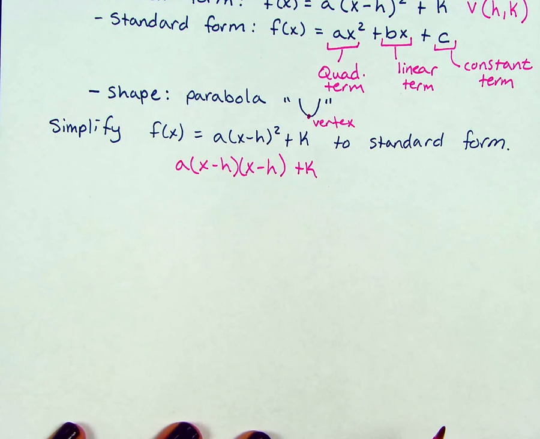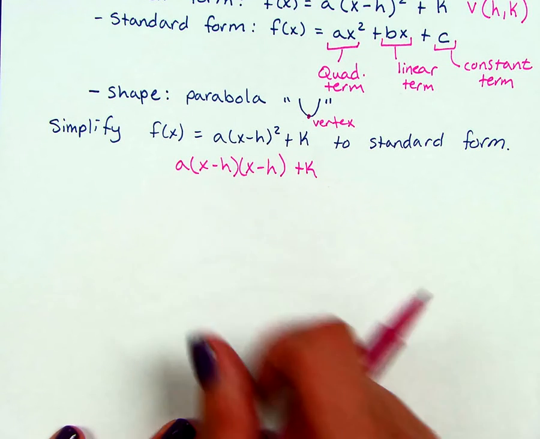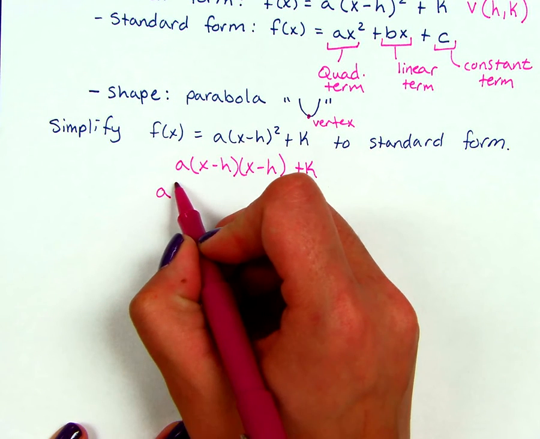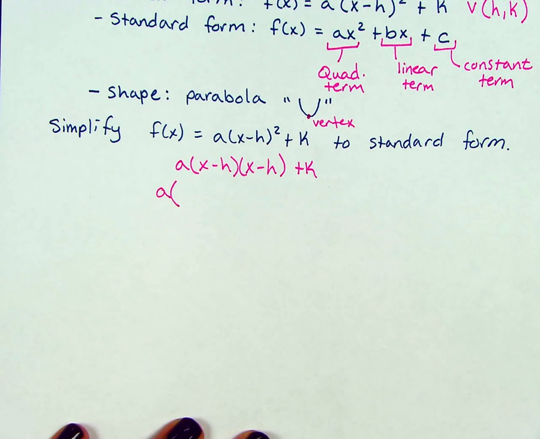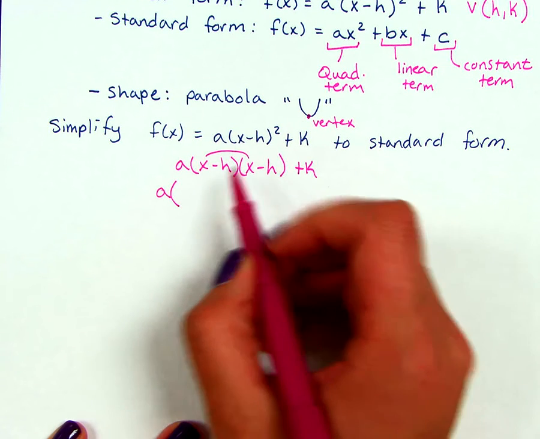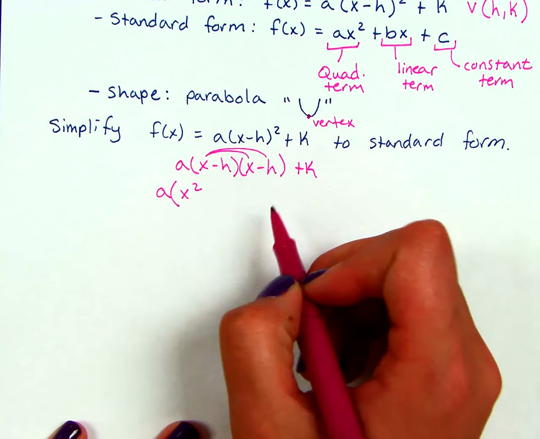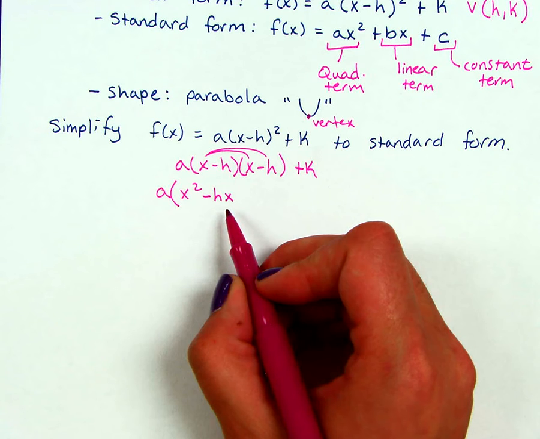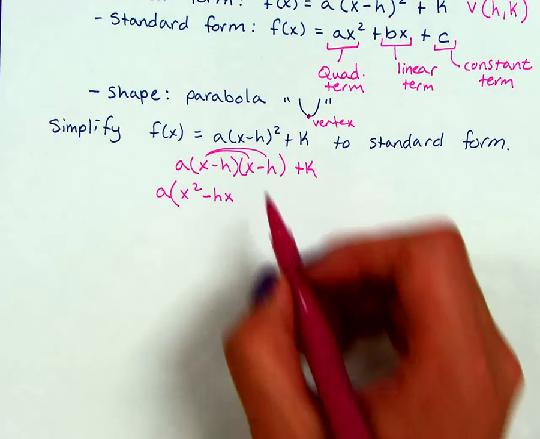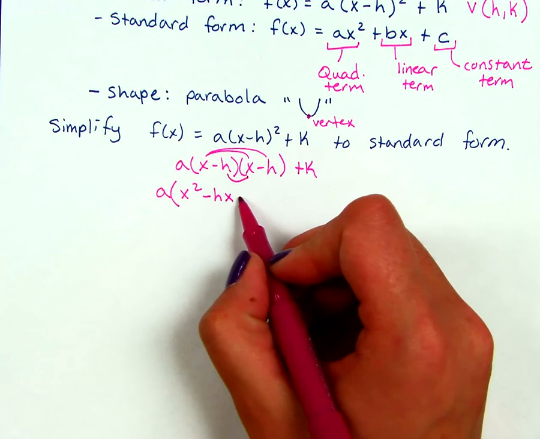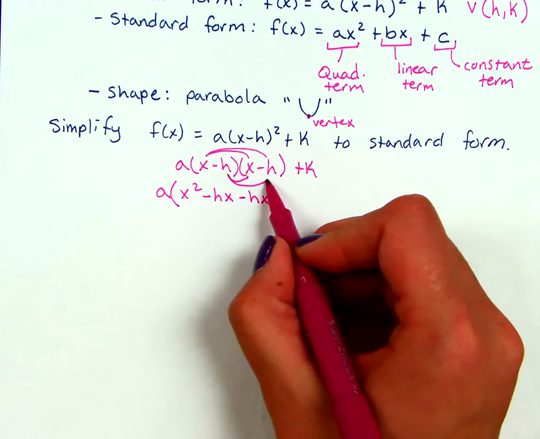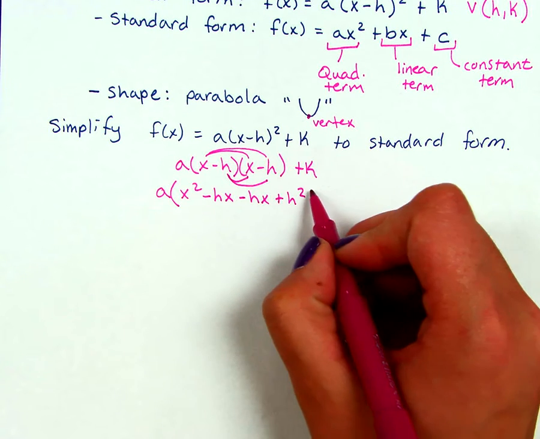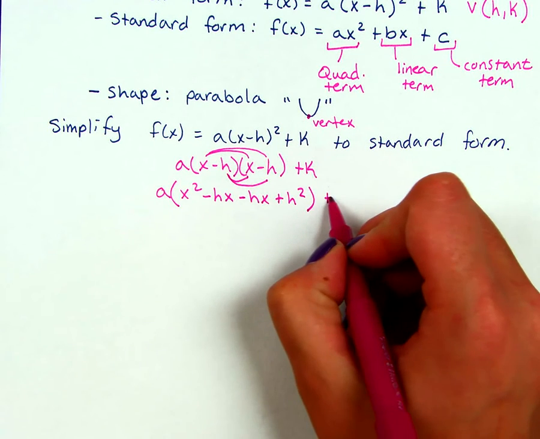We're going to start with our multiplication, and I'm going to start by multiplying our two parentheses together. We're going to use FOIL to do that. So a is still going to be on the outside, and I'm going to put a parenthesis there because we will still need to multiply when we're done. We take x times x, so that's x squared. X times a negative h will be a negative hx. I'm writing x second because that's our variable and h is just a number. And then we have negative h times x, so another negative hx. And then negative h times negative h will be positive h squared. Then we close the parentheses, and we still have the plus k.